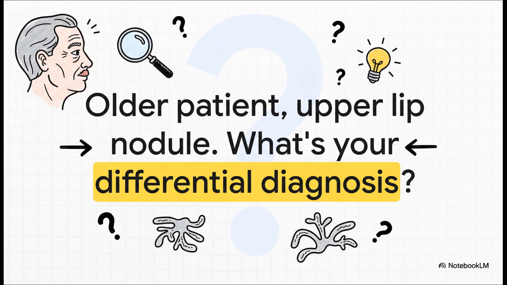So let's set the scene. You've got an older patient. They come in with a slow-growing, firm little lump on their upper lip. Pretty common, right? So what's running through your mind? What's at the top of that differential diagnosis list? That's the exact question we're going to dig into.